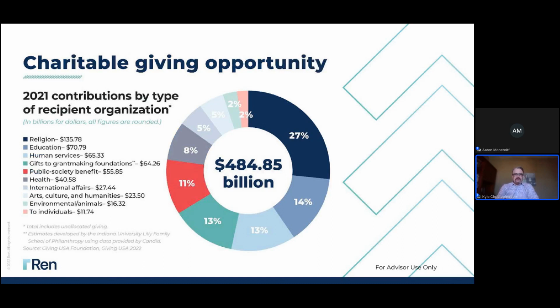Where did these charitable gifts go? We had $484 billion that went out to charity in 21, and you can see 27%, the biggest majority of those charitable gifts were directed to religious faith-based organizations, followed closely by 14% or $71 billion going over to education, such as private schools. It could be universities, colleges that you're wanting to support. And then this is followed up by those charitable organizations that are involved in human services, 13% or $65 billion. And then to grant-making foundations, such as community foundations, that was roughly 13% as well at $64 billion.